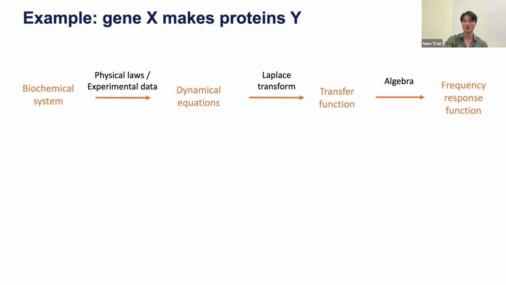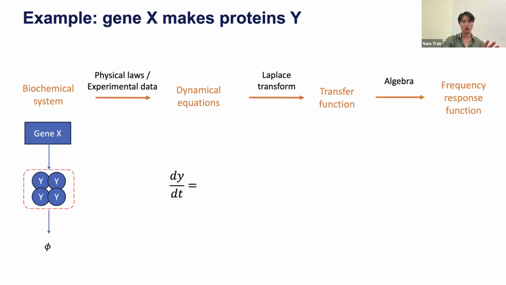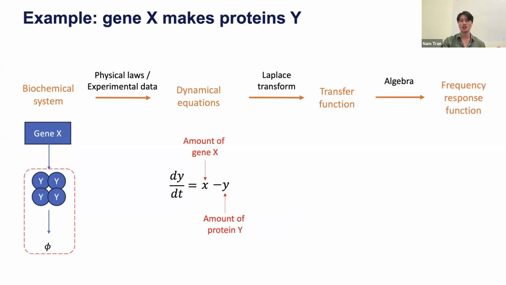Gene X makes proteins Y. So here's your system. Gene X makes some proteins Y, and then that somehow degrades. The dynamical equation for Y, the population of Y, is some amount of gene X, let's say, minus some amount of protein Y. Very simple model. So we're going to do the Laplace transform.